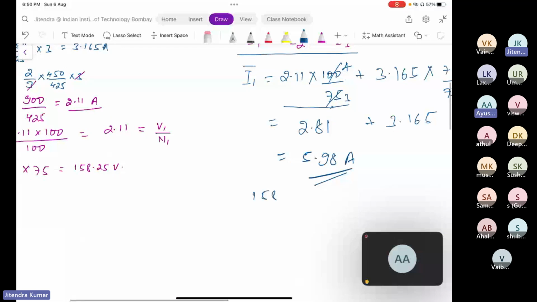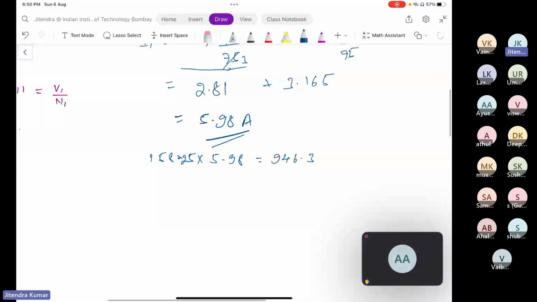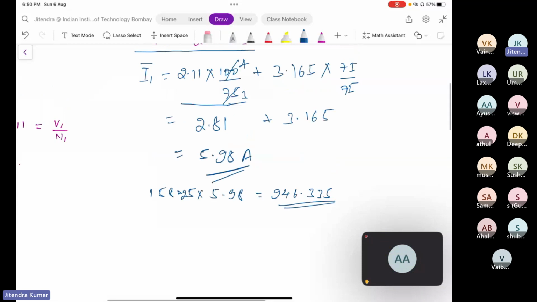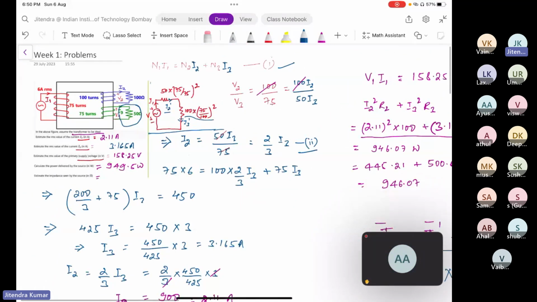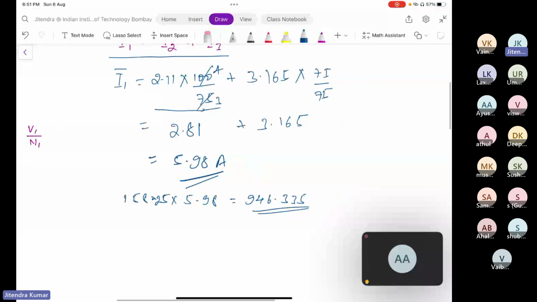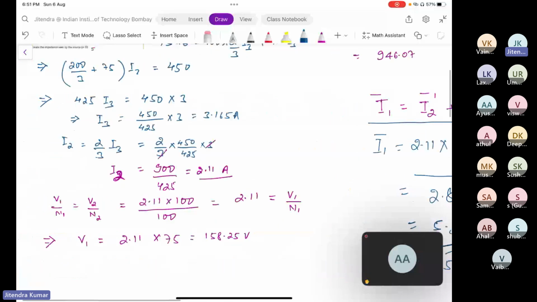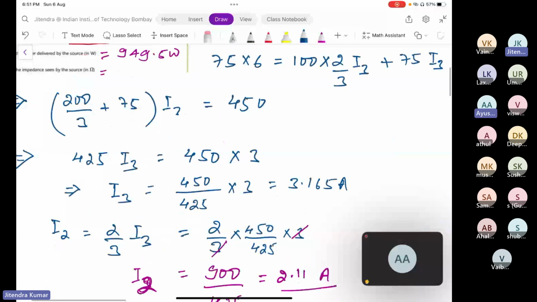158.25 into 5.98 will be 946.335. But since in the problem itself I1 is given as 6 ampere, how to consider this 5.98? That's one thing. We will simplify this in 3 circuits and then see what the concept should be, since here there is a conflict of concepts, not calculations. So we will see the concepts first.